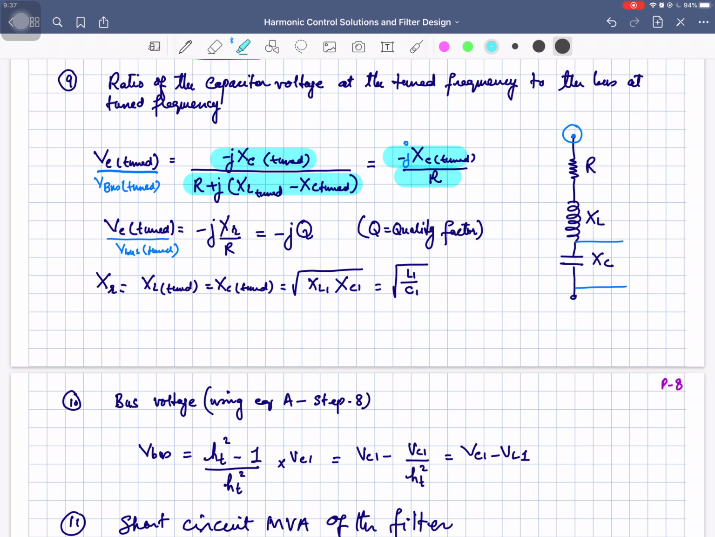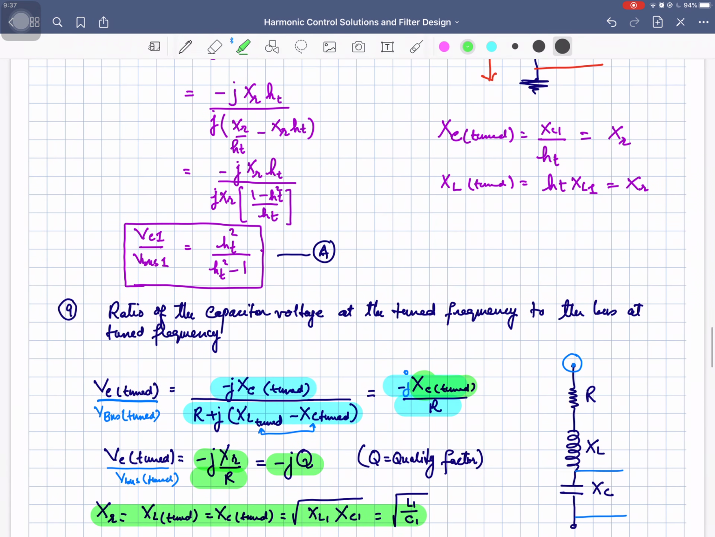At resonance, XL and XC will be equal to each other. So, this part will become 0, and only resistance will be left. So, we can write it as minus jXR over R, because this XC tuned is basically equal to the characteristic impedance or the resonant reactance, and X over R is the quality factor. So, this is minus jQ, and this resonant reactance is defined by this equation.